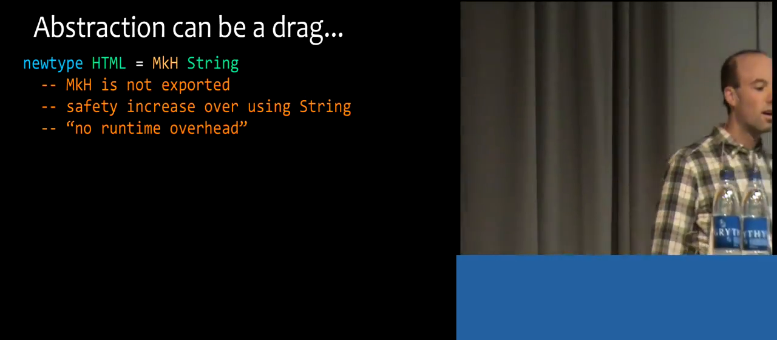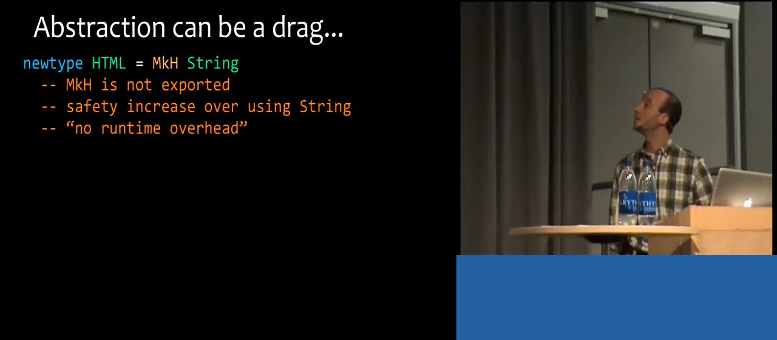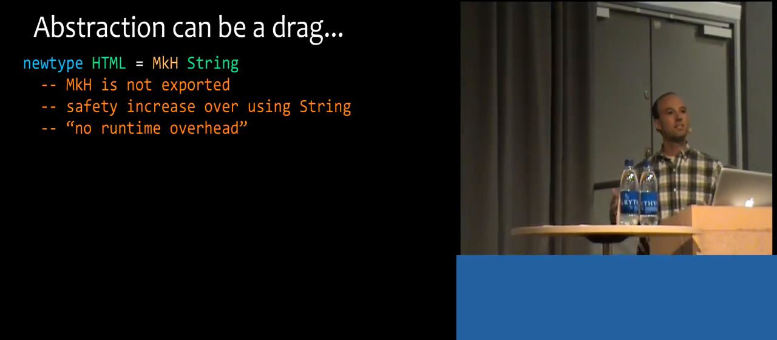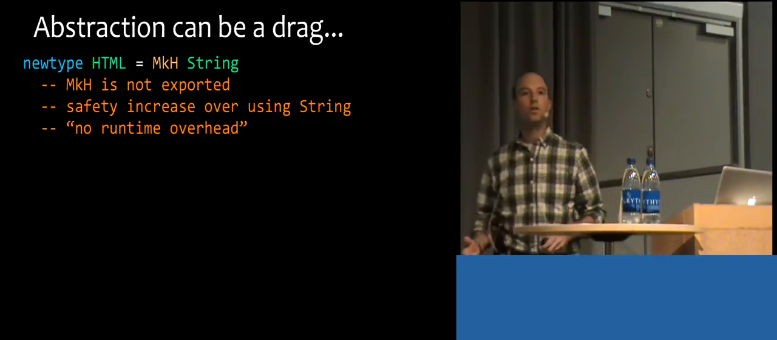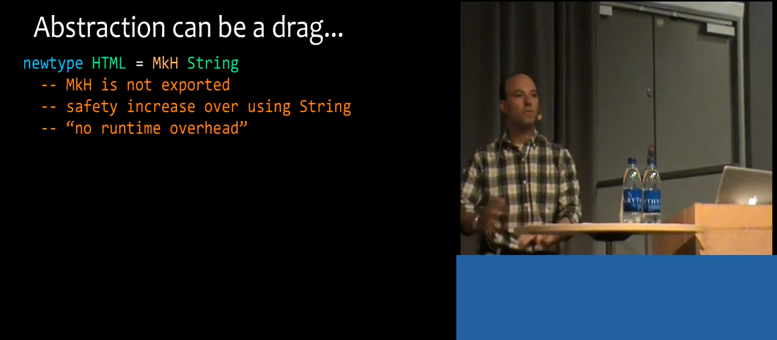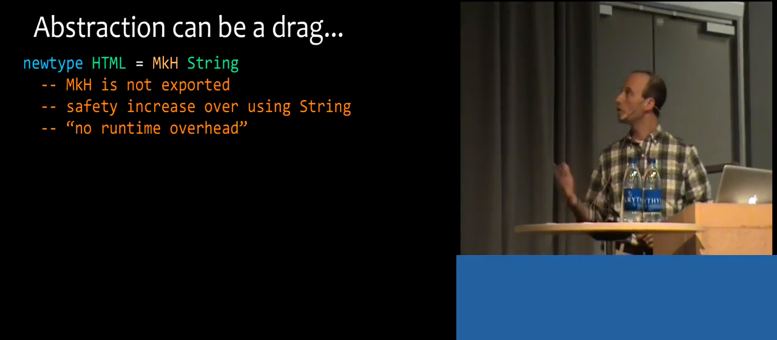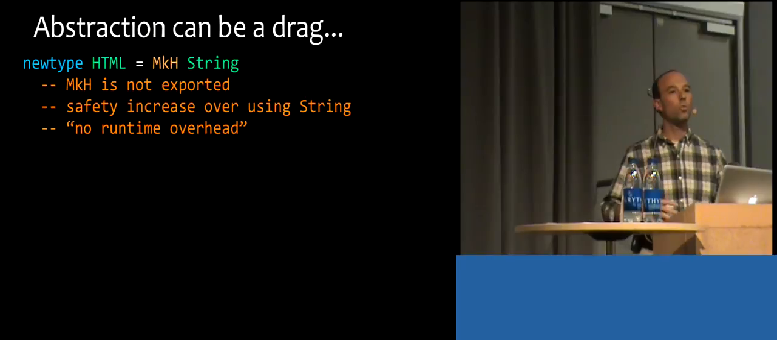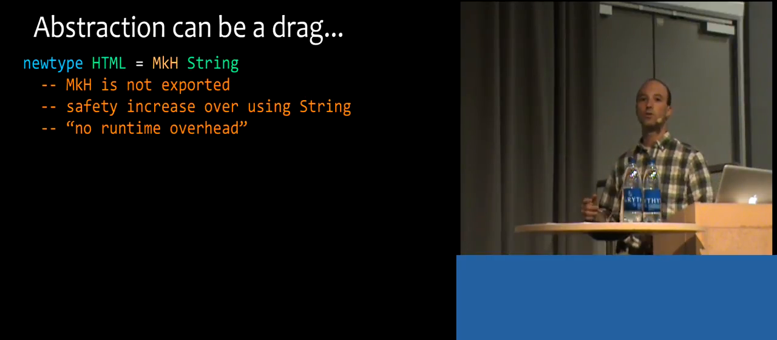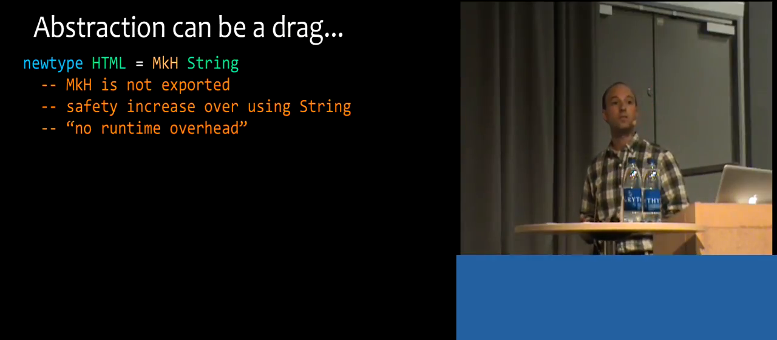Abstraction. So here we have an abstraction around a string. I want to differentiate between ordinary strings, which can be anything, and HTML, which, say, excludes some JavaScript or something that might cause havoc. In the module where I define this, I'm not going to export the constructor. I don't want everyone in the world to be able to inject and project out of this HTML type. That gives me a safety increase.